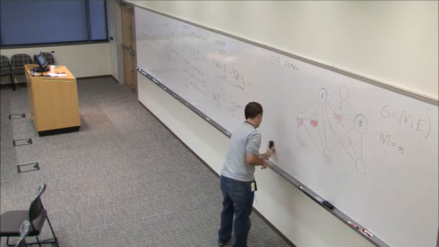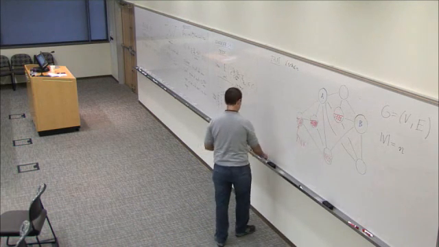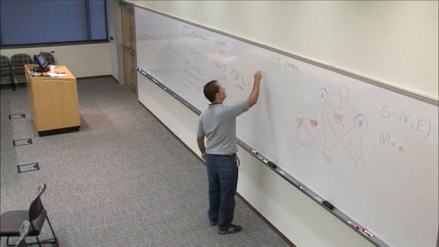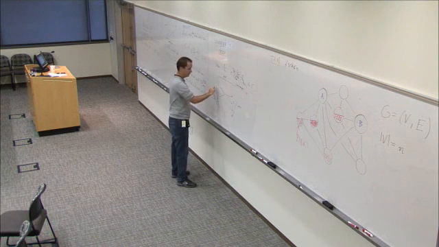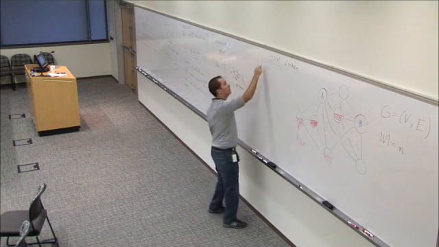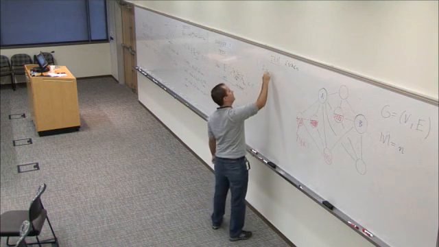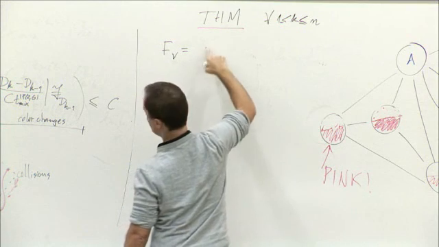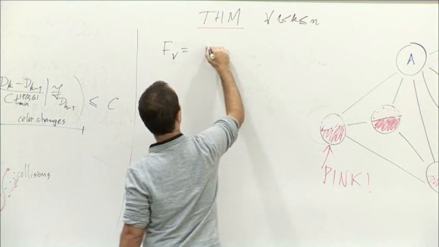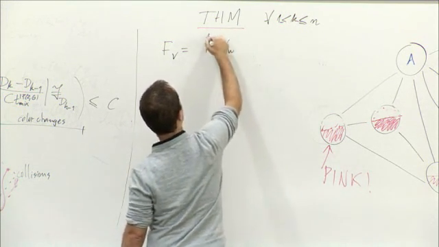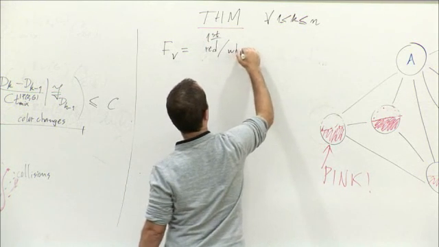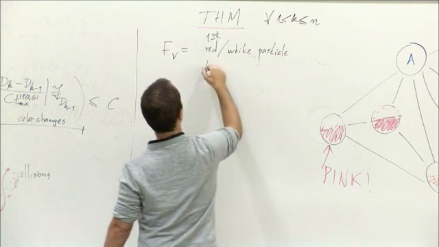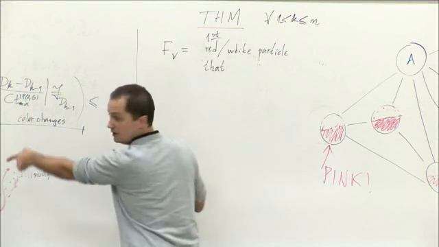So in the end, you end up looking at events like this. You define this notion here: if you take a vertex V, you call f of V the first collision time, the first red or white particle that whoever started from V collided with.